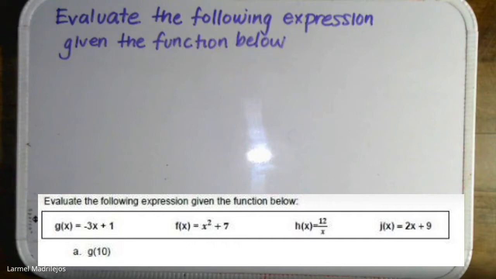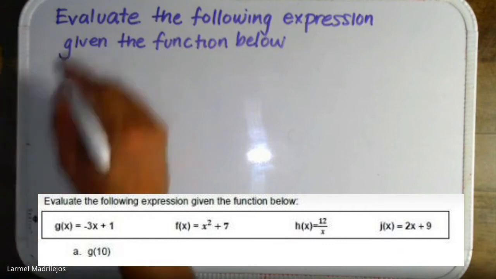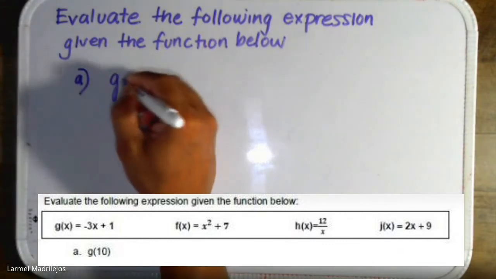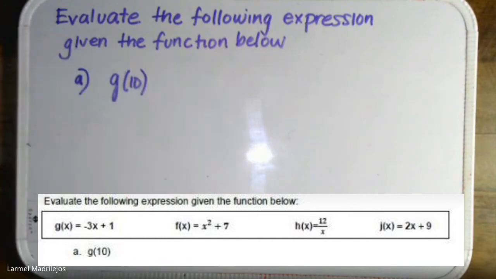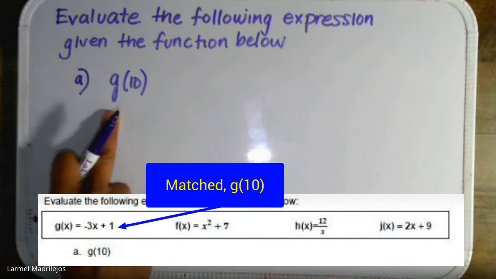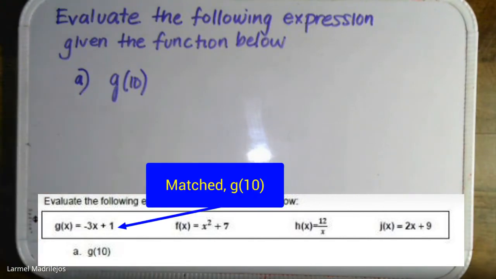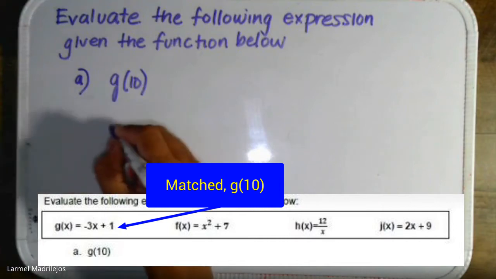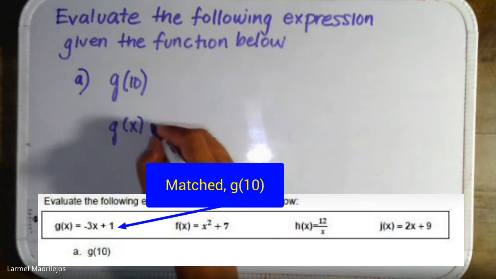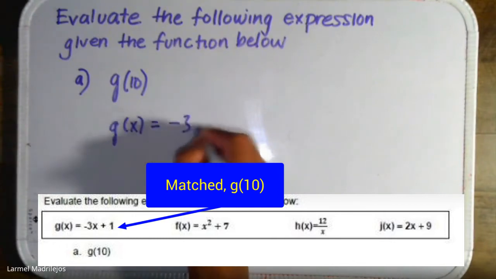Evaluate the following expression given the function below. So I'm going to answer two letters here. A, which is find g of 10. So we're going to look for the function that matches this letter or variable, which is g. So the function that matches with that is g of x equals 3x plus 1.